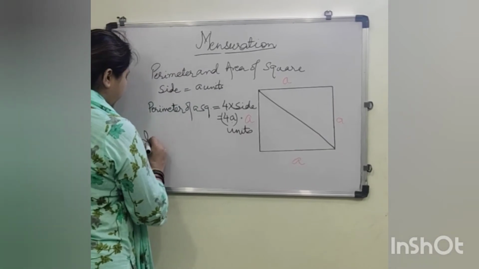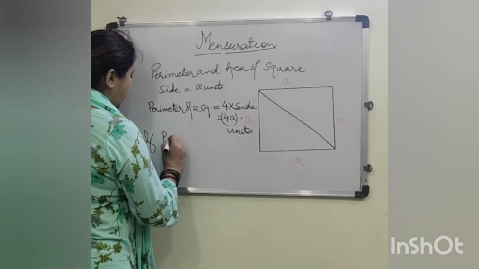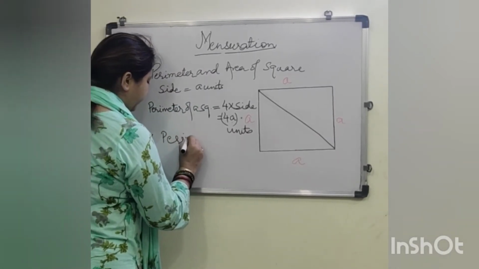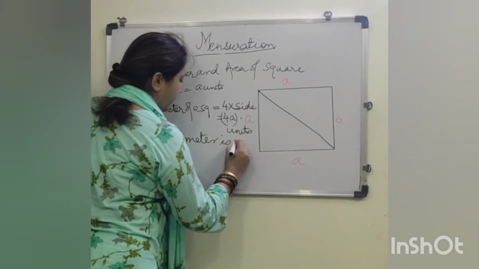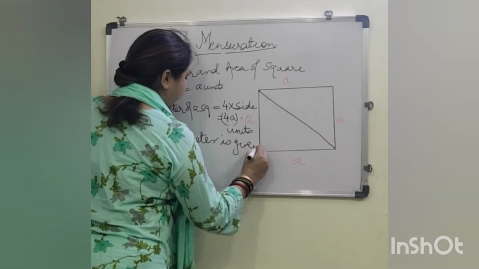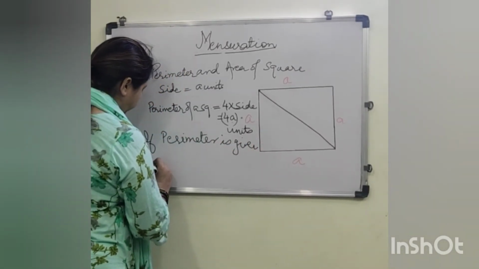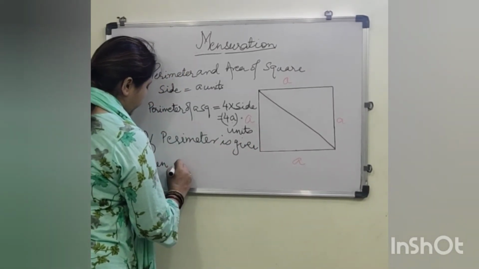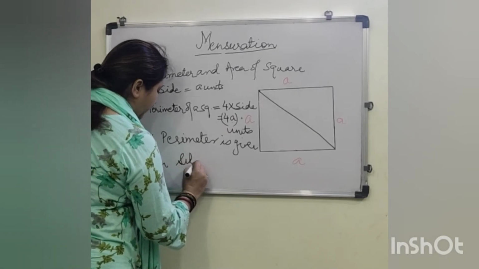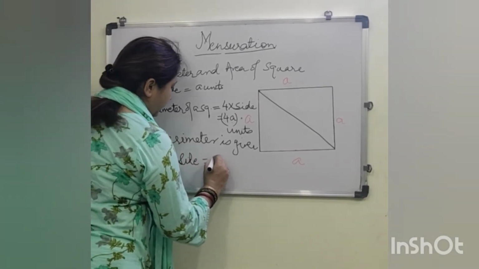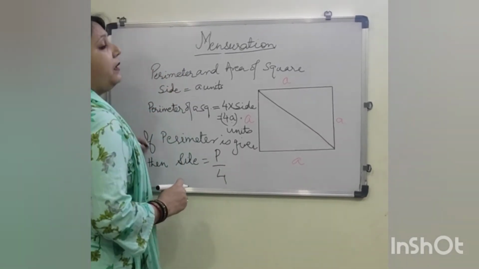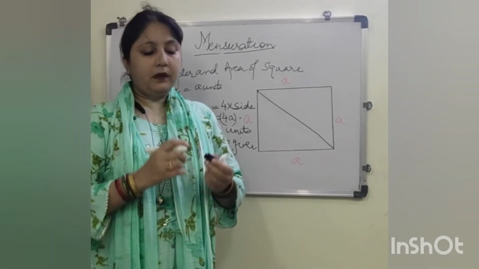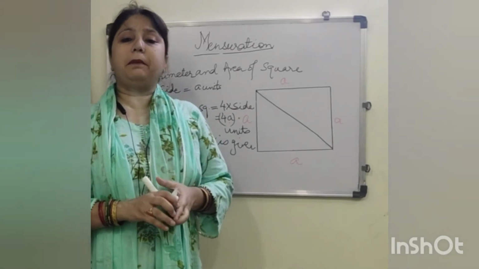If perimeter is given, then side of a square is equal to perimeter divided by 4. P is the symbol for perimeter.